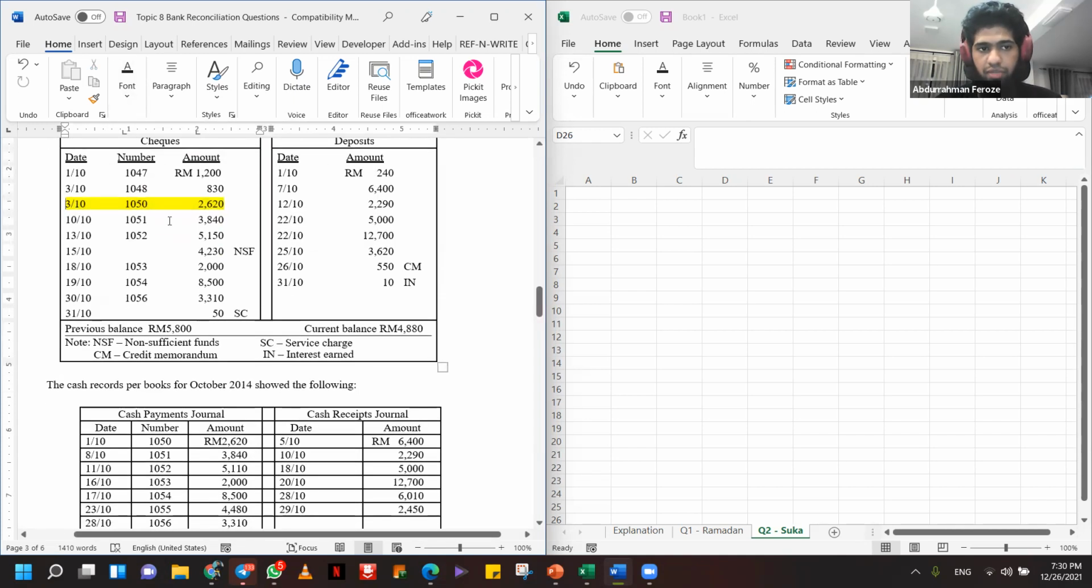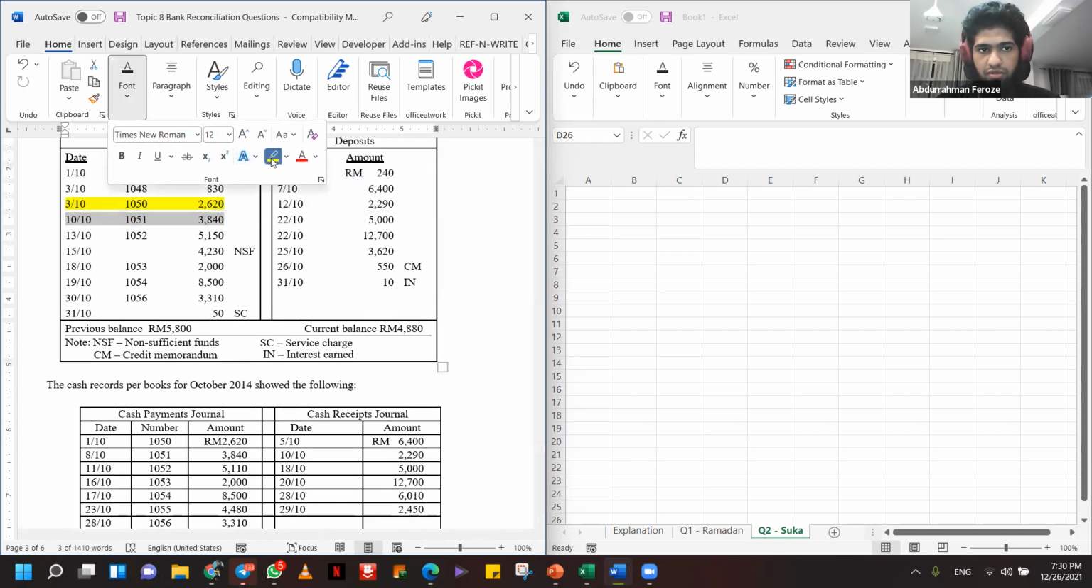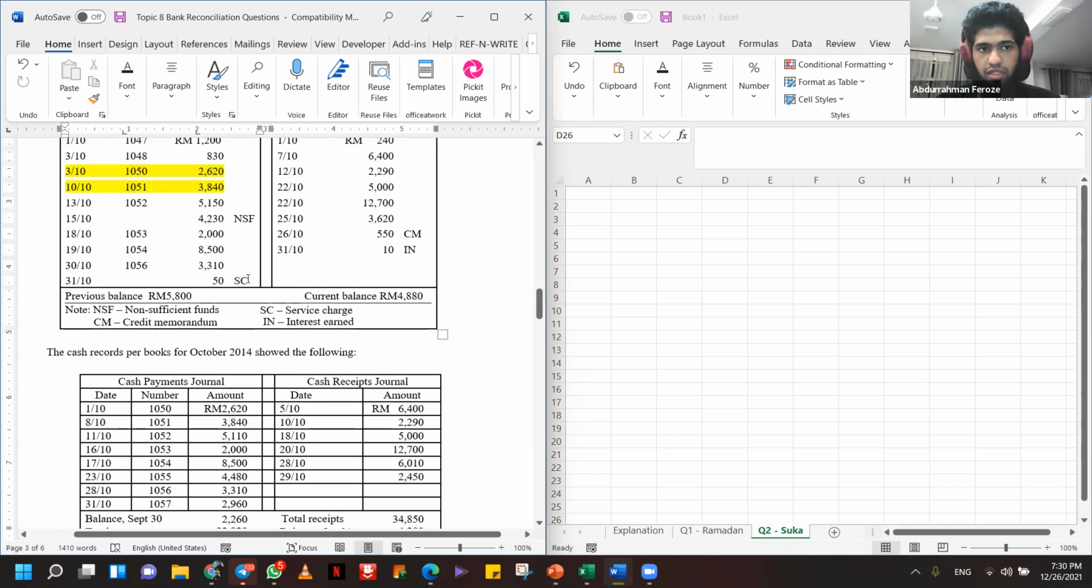Right. And then we have 1,051. This payment has been recorded on the cash book. Okay. All right. And then on the 13th, we have 1,052. This amount has been recorded on the cash book, but it is a mistake, right? In the cash book they have recorded 5,110. So it's a mistake, so we have to make an adjustment. So we will leave it there.